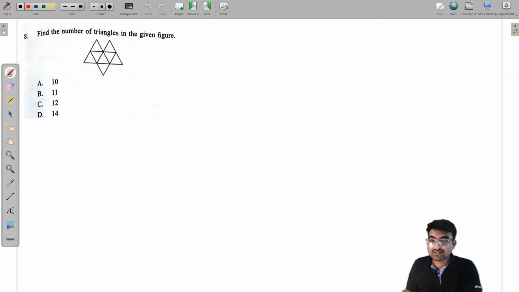Find the number of triangles in the given figure. Okay, we just have to count it. 1 2 3 4 5 6 7 8, right. So these are the basic shapes. After that, 9, 10, correct, and this reverse one is 11, right. So can you find more of them? 11. After 11, is there any more? No, 11. So option number B is the correct one.